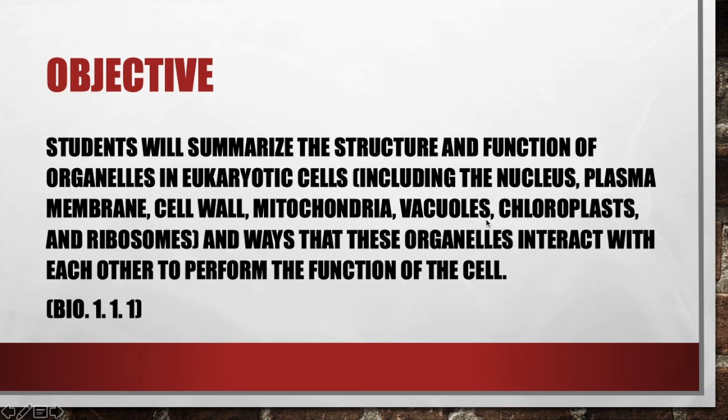All right. So our objective today is to summarize the structure and function of organelles in eukaryotic cells. This includes their nucleus, the plasma membrane, their cell wall, the mitochondria, the vacuoles, the chloroplasts, and the ribosomes. And we're also going to understand in what ways these organelles interact with each other while inside the cells and what they do to make the cells function.